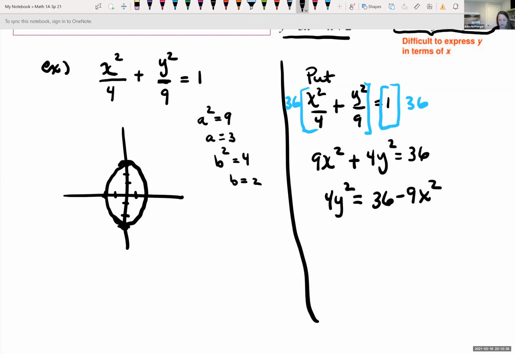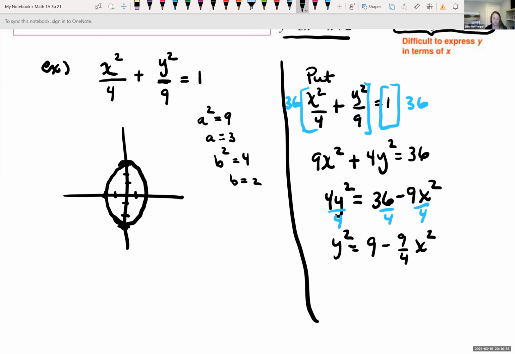Now we want to get rid of the 4 in front of the y squared. So let's divide every single term by 4. And so we would get y squared is equal to 36 divided by 4, which is 9, minus 9/4 x squared.